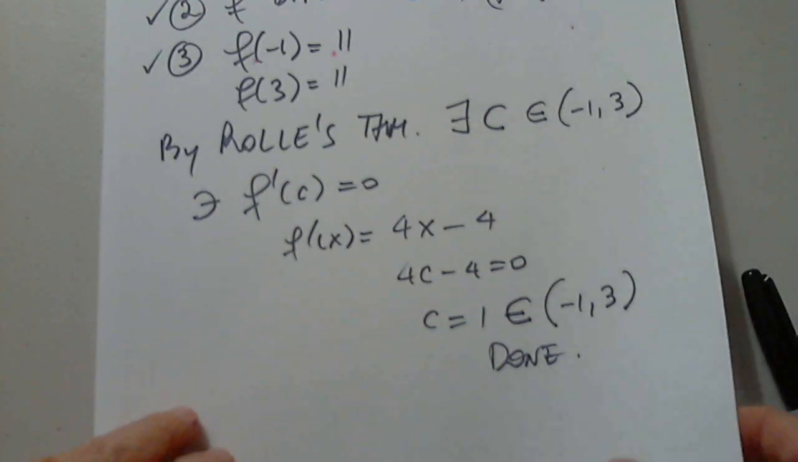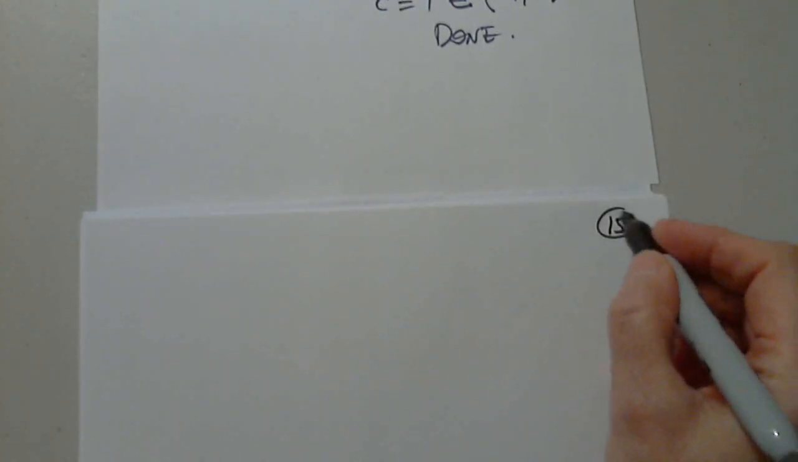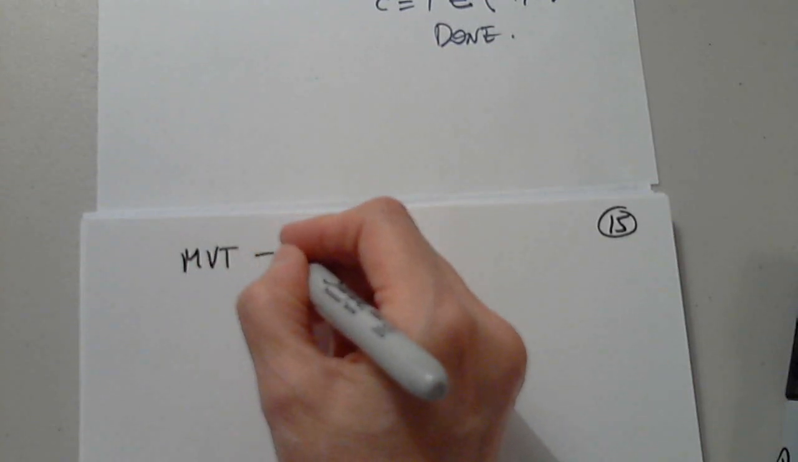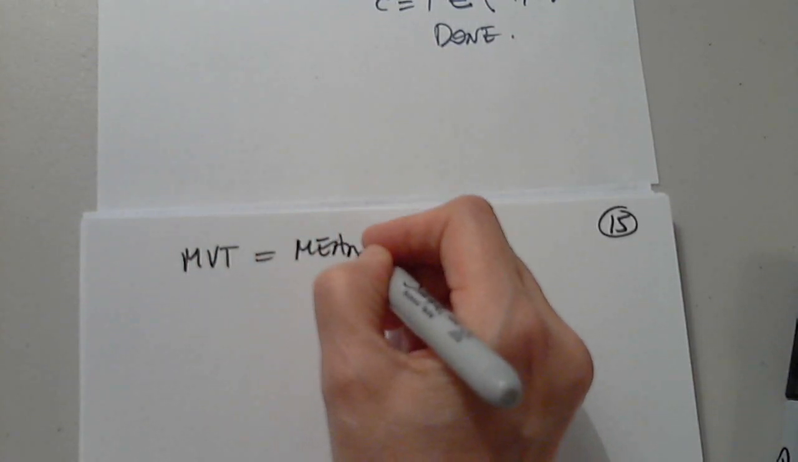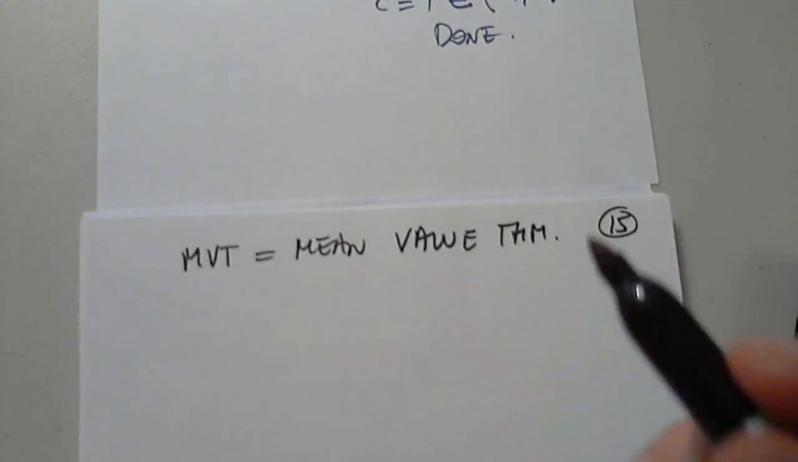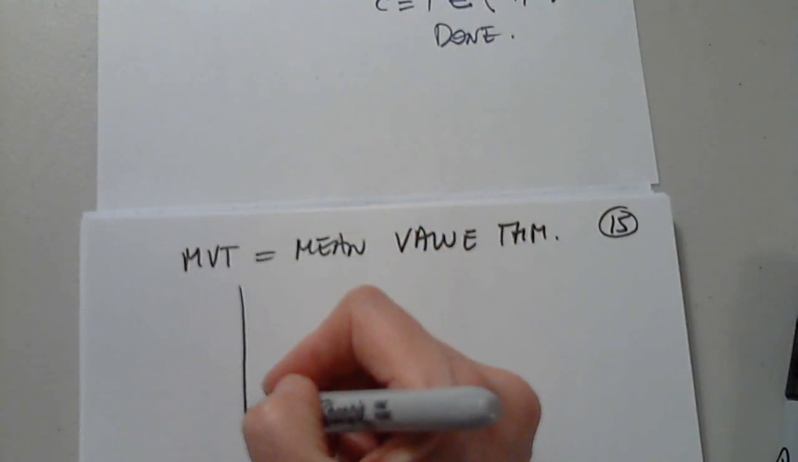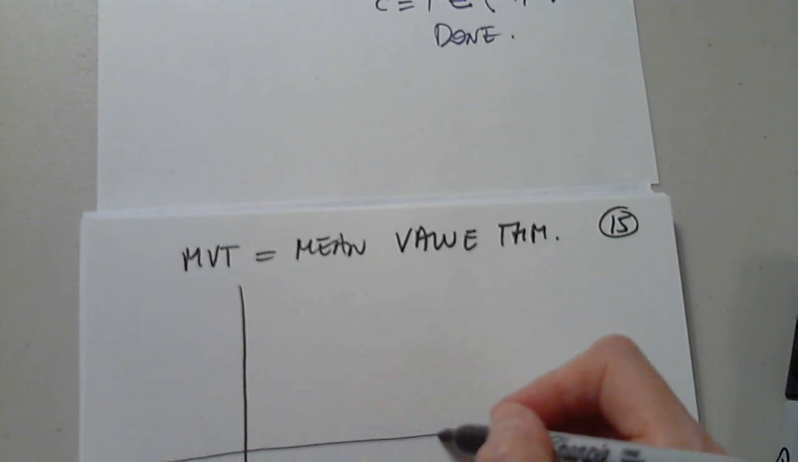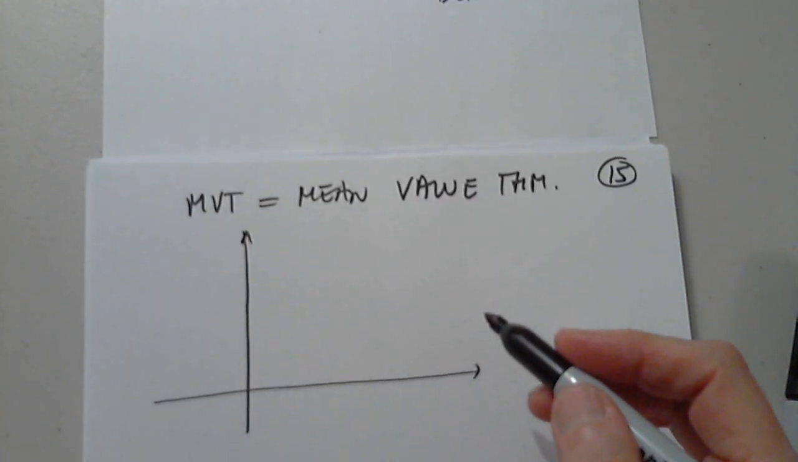Now the last theorem here, it's what it's called MVT, mean value theorem. It's based on Rolle's theorem. Slightly different scenario.